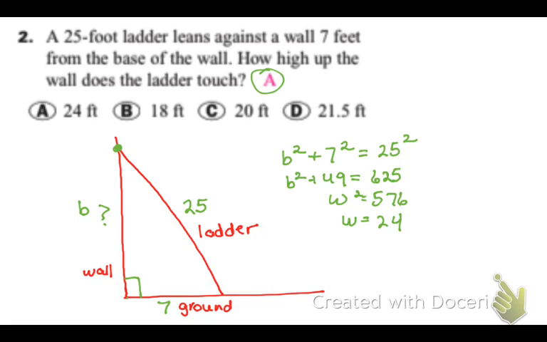So if you came up with 18, 20, or 21.5, you did something wrong. And so that's the purpose of giving you the answers, is that you can check yourself and you can figure out how to do the problem correctly.